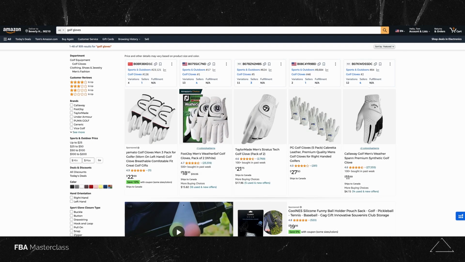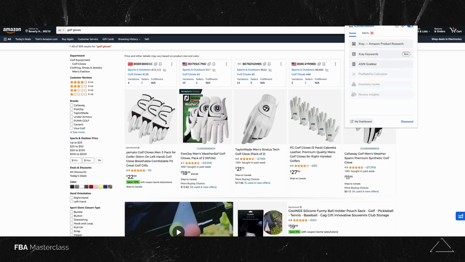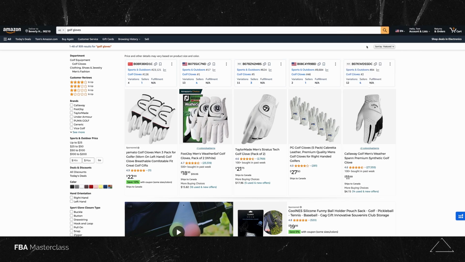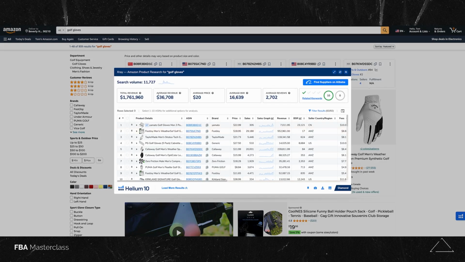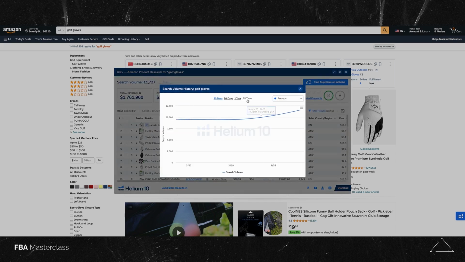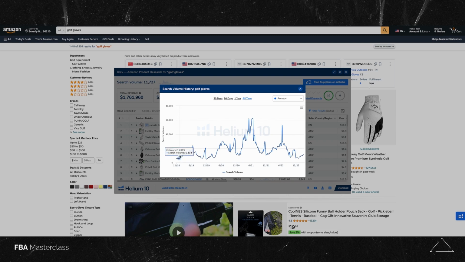So all I want to do is click on the Helium 10 Chrome extension, click on the Amazon product research tool called X-Ray. And then from here, it's going to pull up some information. On the top left side here, I see that it has a search volume of 11,000 searches per month. If I click on this chart and click on full time, I can see the historical trend of this product as well.